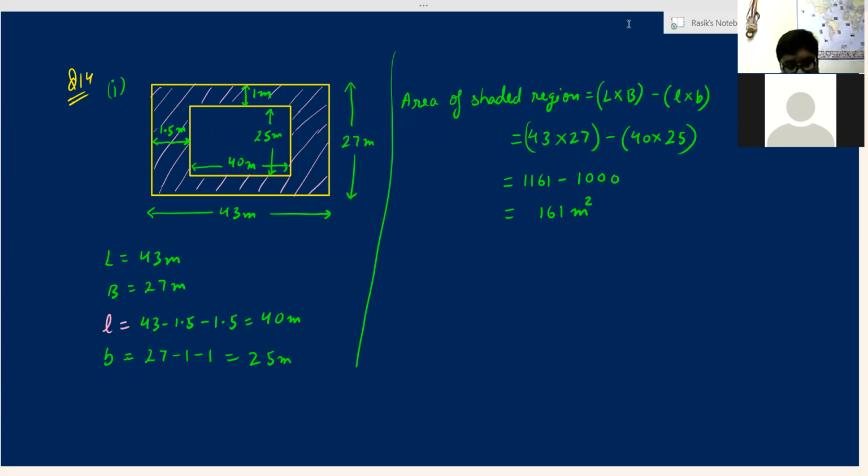Excuse me, sir. Sir, if in the exam a question comes that the area of the square is given as a number, find the side. So in the formula we can write side into side. Yes.